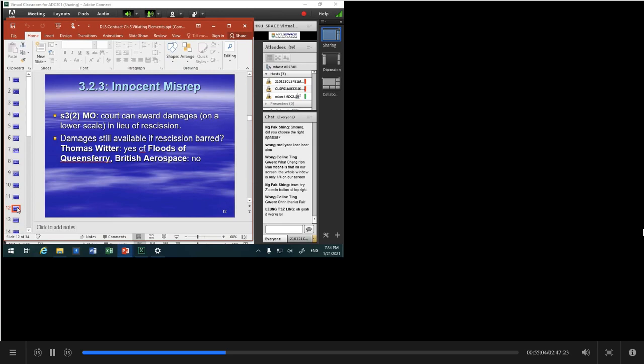But then there's this really technical argument: can the court award damages if rescission has been barred? Open question. Okay. Your course manual says, it is submitted that the reasoning of the later 2 cases, Floods of Queensferry and the British Aerospace case, is more likely to be followed in Hong Kong courts in dealing with section 3 sub 2. No cases on that in Hong Kong yet.